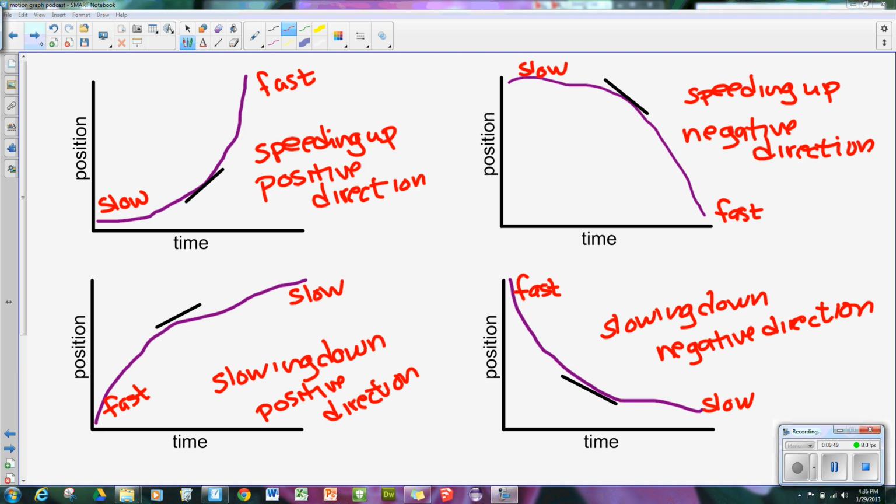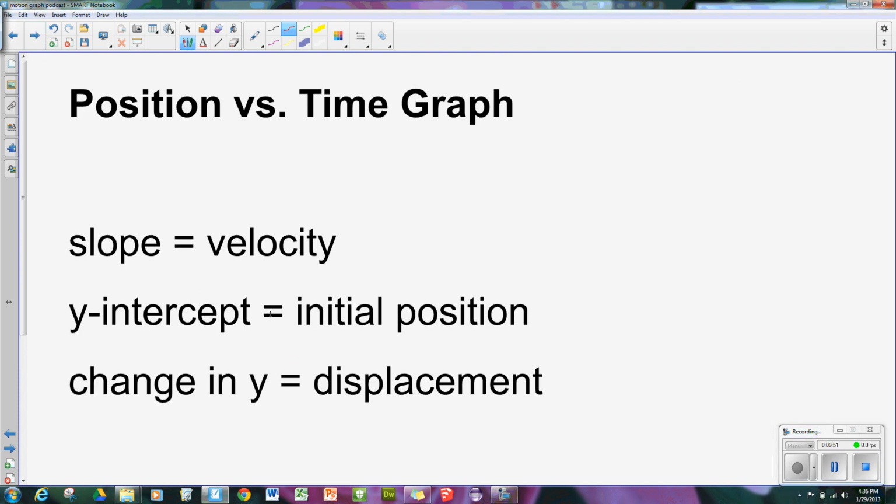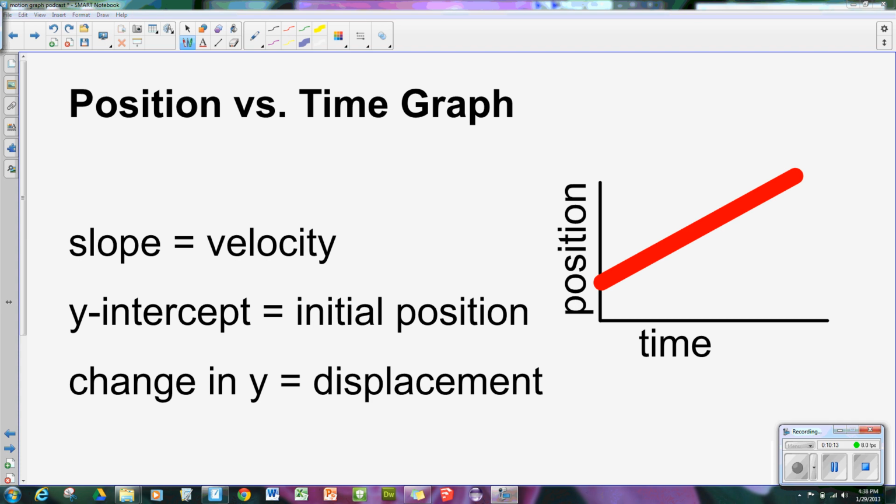So to recap, looking at the 2 graphs, if I have a position time graph, the slope is equal to my velocity. The y-intercept is equal to the initial position of the object, and the change in y is equal to the displacement. So if we look at an example, on this example, the y-intercept would be this value on the y-axis right here, where the function crosses the y-axis. The slope would be rise over run.